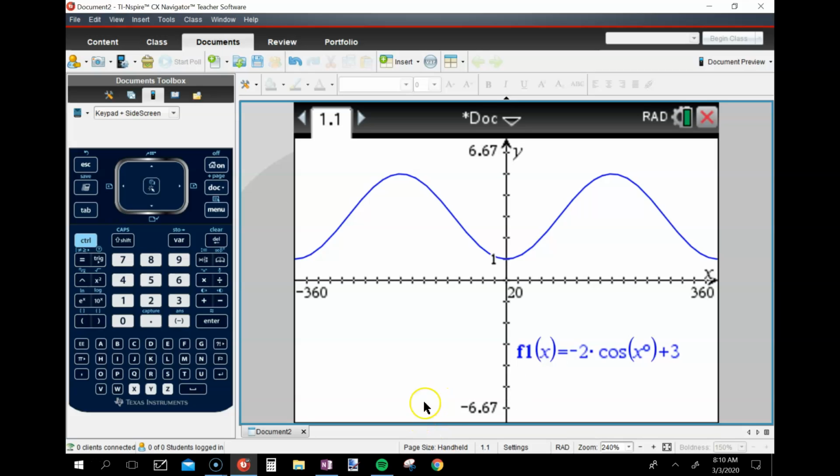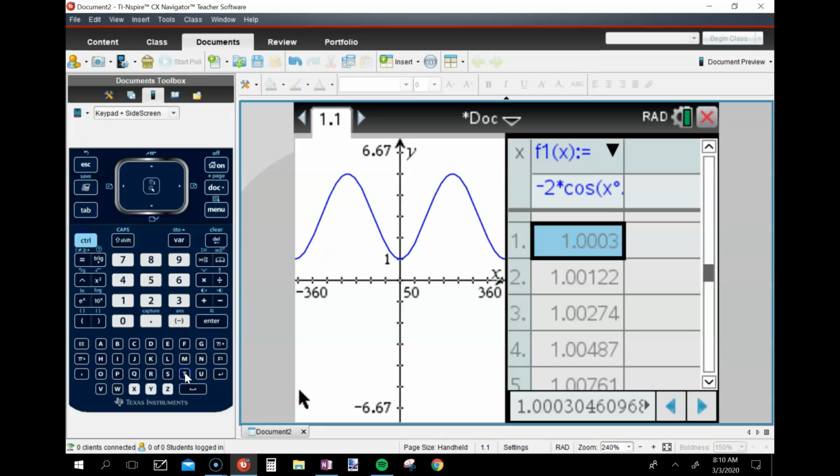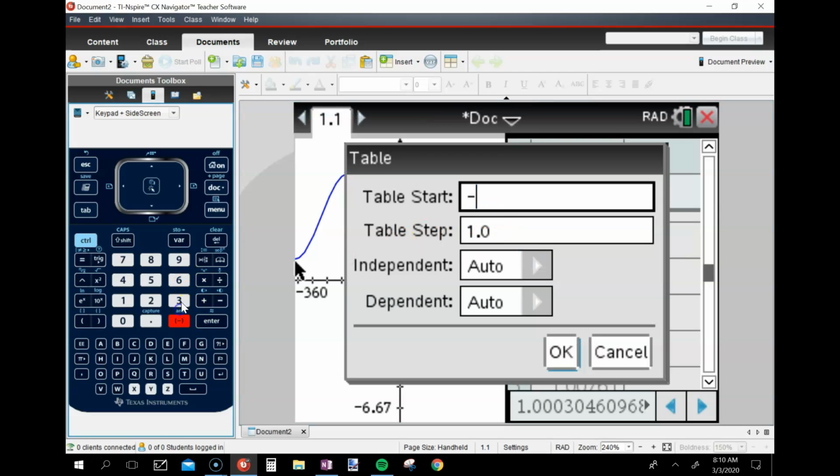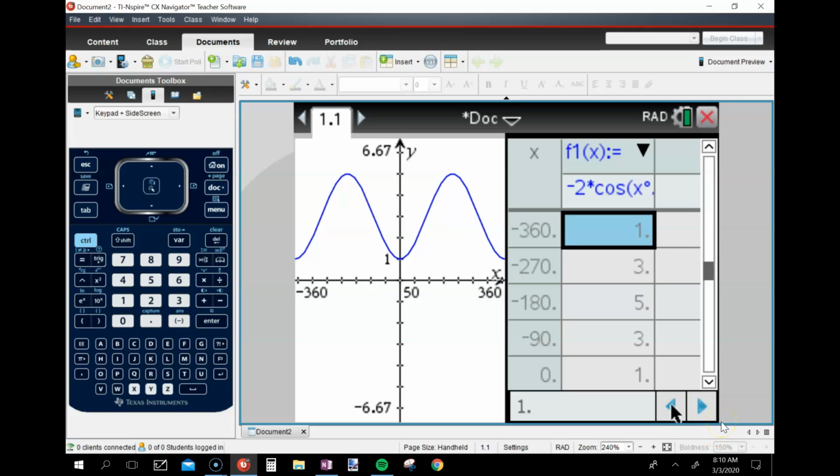Of course, going to the table is only going to be helpful if my table starts at the beginning and jumps by 90 degrees each time. And now I got a really nice, helpful table. So what does that mean? That means my graph should go 1, 3, 5, 3, 1, 3, 5, 3, 1, and so on. Okay, so we get the idea. Hopefully we got the pattern.